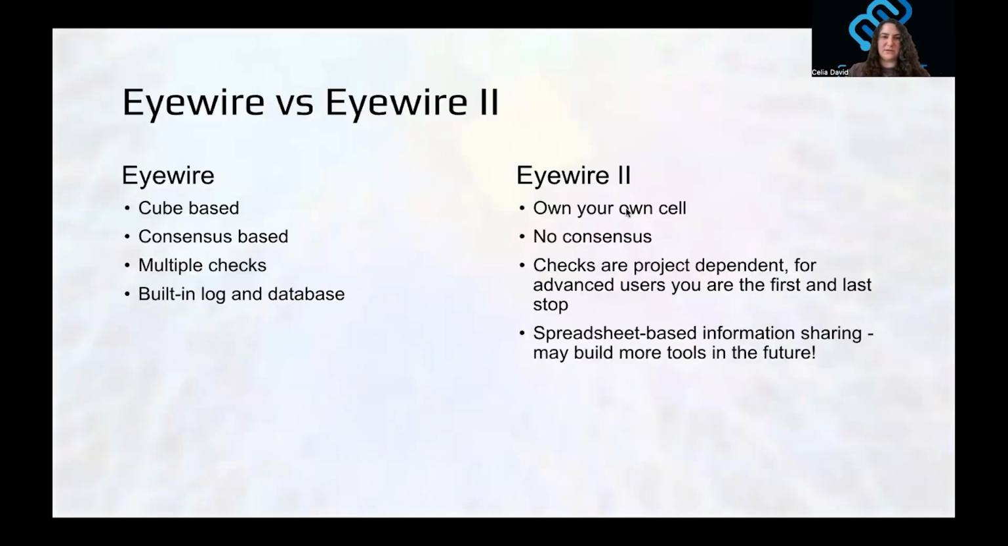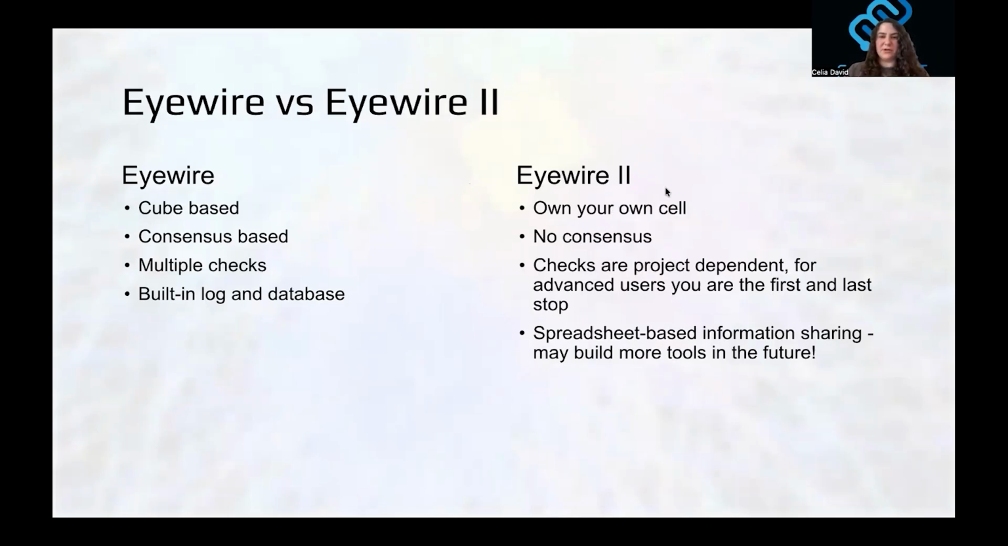And these are some differences between Eyewire and Eyewire 2. Eyewire is cube-based and consensus-based. It has multiple checks and has a built-in log and database, the Scouts log, where people are able to put in data. It also has chat and a leaderboard.